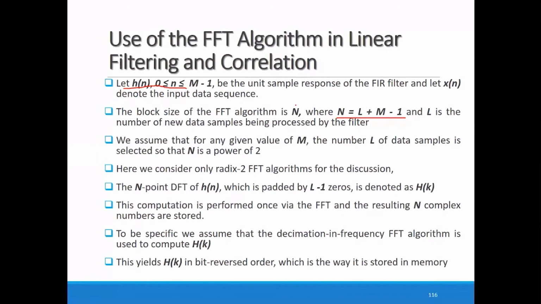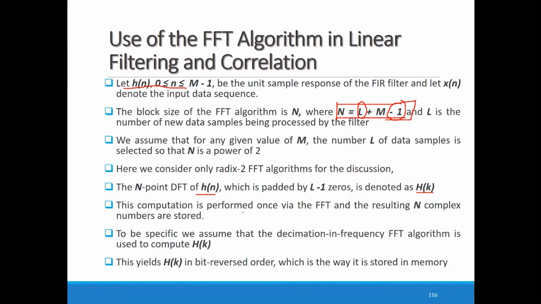So the N-point DFT of h of n, when we calculate the DFT of h of n, we call this H of k. Now what happens? It is padded by L minus 1 zeros. Why? Because here N is equal to L plus M minus 1. This filter has M number of values in total. So how many values do you have to pad to make it size N? L minus 1. You can easily see that. So here L minus 1 zeros are padded, and then we calculate the DFT of that particular filter.